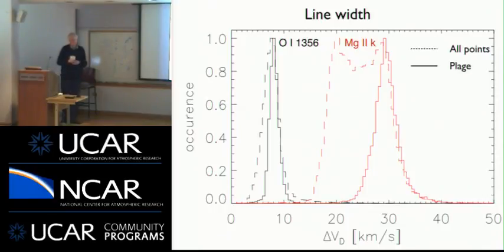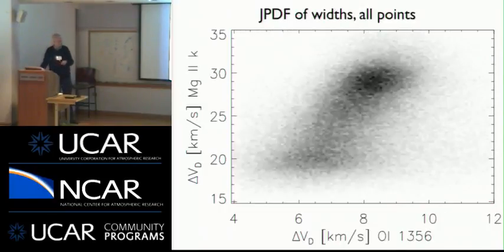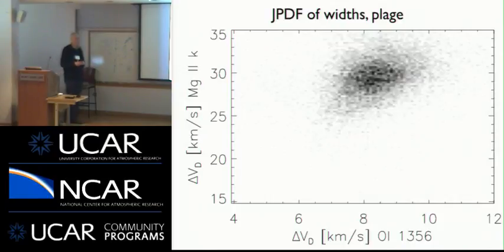So there is quite a lot of what we call opacity broadening. And we can look at the correspondence between these widths in the oxygen line and the widths in the magnesium line. Here you see a cloud of points. These are all points, and there is some correlation. But if we just look at the plage, then it's very concentrated in these widths, as we saw in the histograms. And you don't see much, well, there could be some correlation, but of course there are some errors here as well.